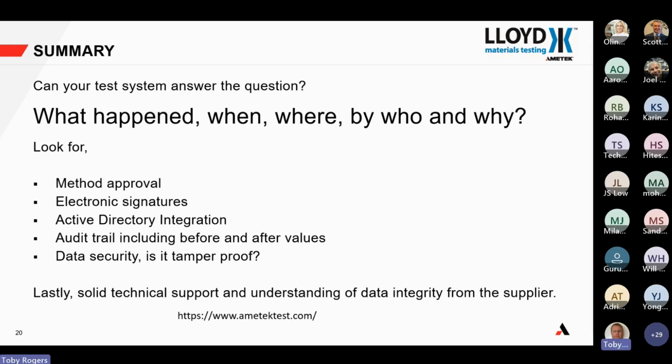And if we're going to do that, the first things we should look for are features such as method approval, electronic signatures, Active Directory integration. Audit trails are critical, especially showing the before and after values for any changes. And data security is absolutely key. So those are some of the features to look for.